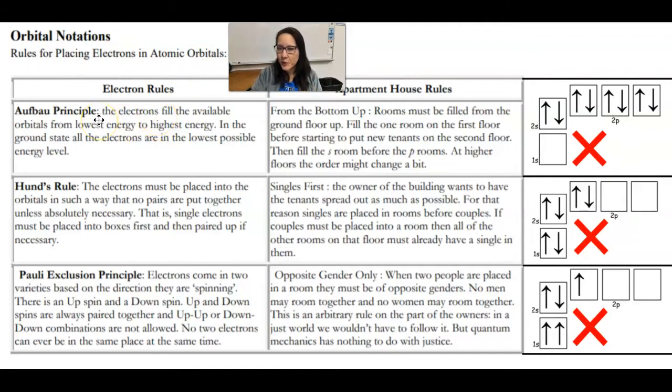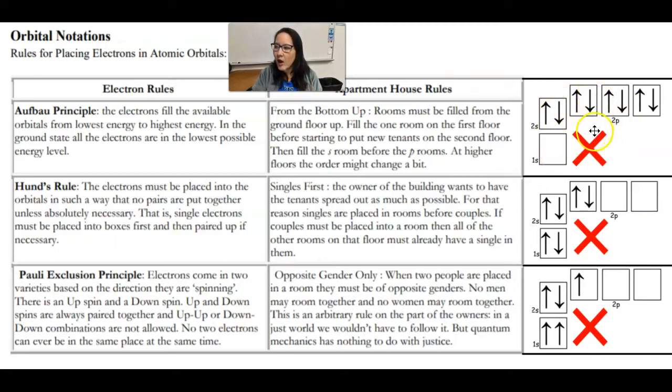There's the Aufbau principle, which means that electrons fill available orbitals from lowest energy to highest. In the ground state, all the electrons are in the lowest possible energy level. And so whenever we did our Hog Hotel, it means that the electrons have to enter in the first level before they move into the second level, before they move into the 2p, before they move into the 3s. So you have to go in order from lowest energy to highest energy.